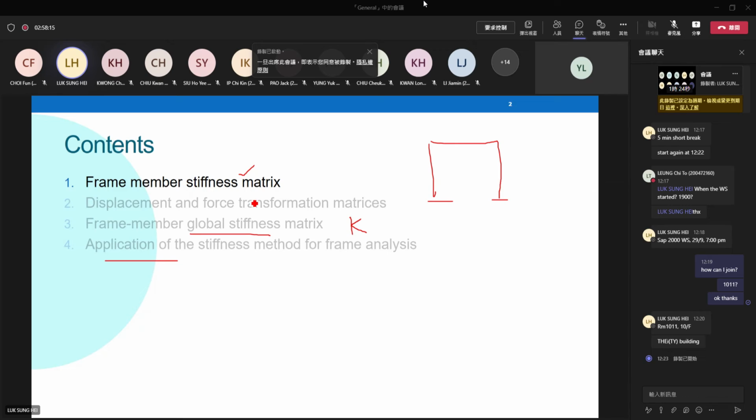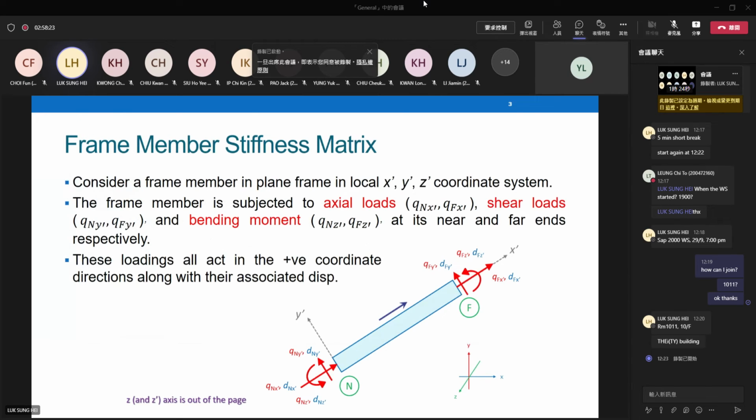Let's have a look at how to construct our frame stiffness matrix. Firstly, what is a frame? What is a frame member? We have learned truss, we have learned beam. What about frame? A truss member only takes translation. It can be vertical, it can be horizontal. A beam takes vertical translation and bending.